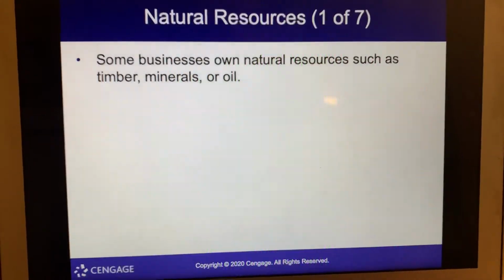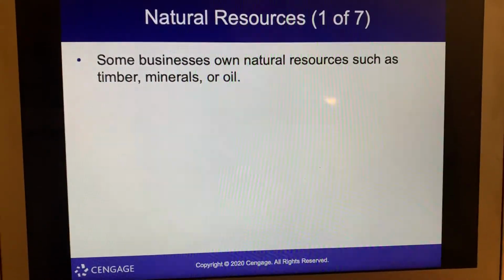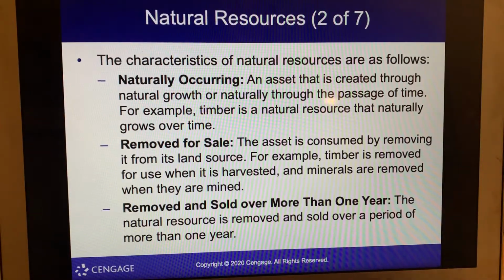Natural resources: some businesses own natural resources such as timber, minerals, or oil. The characteristics of natural resources are as follows. Naturally occurring: an asset that is created through natural growth or naturally through the passage of time. For example, timber is a natural resource that naturally grows over time. Removed for sale: the asset is consumed by removing it from its land source. For example, timber is removed for use when it is harvested, and minerals are removed when they are mined. Removed and sold over more than 1 year: the natural resources are removed and sold over a period of more than 1 year.